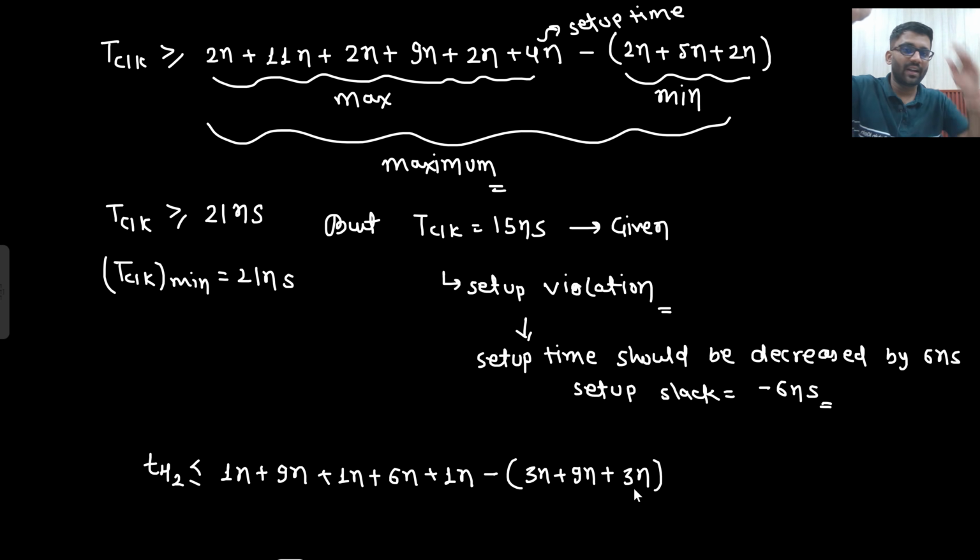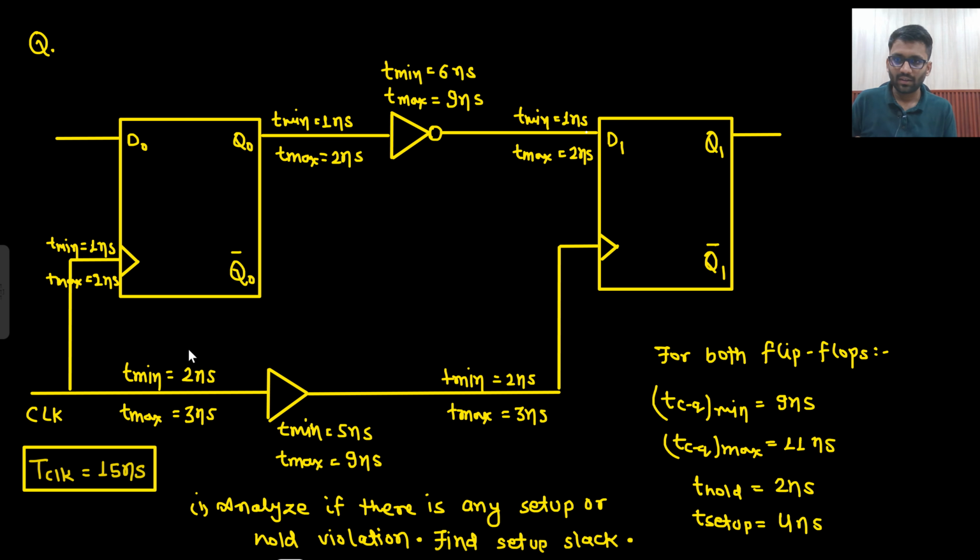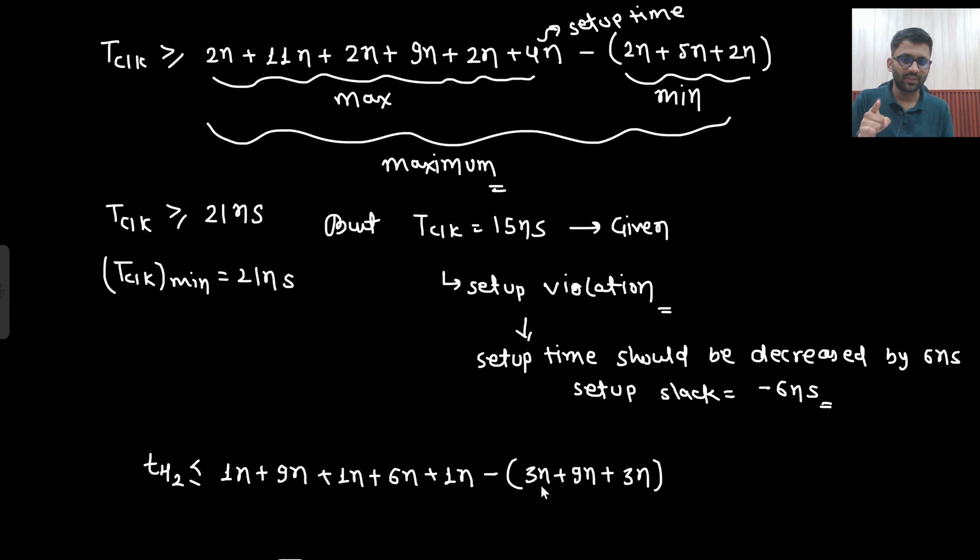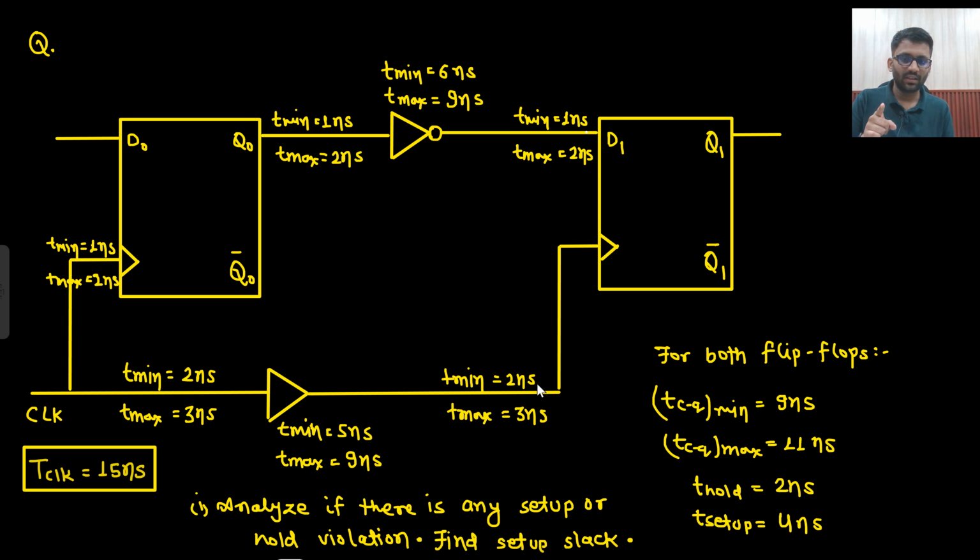So I will take maximum here, and in the subtraction I will take minimum. I want my T hold to be less than a particular value. That means first I will take minimum only, and in the subtraction I will take maximum. So here I started with 1 minimum: I am taking 1 plus 9 plus 1 plus 6 plus 1. No need to mug it up. Minus maximum I will take: 1 plus 9 plus 1 plus 6 plus 1. Then maximum I am going to take 3. Skew I am subtracting, right? 3 plus 9 plus 3.